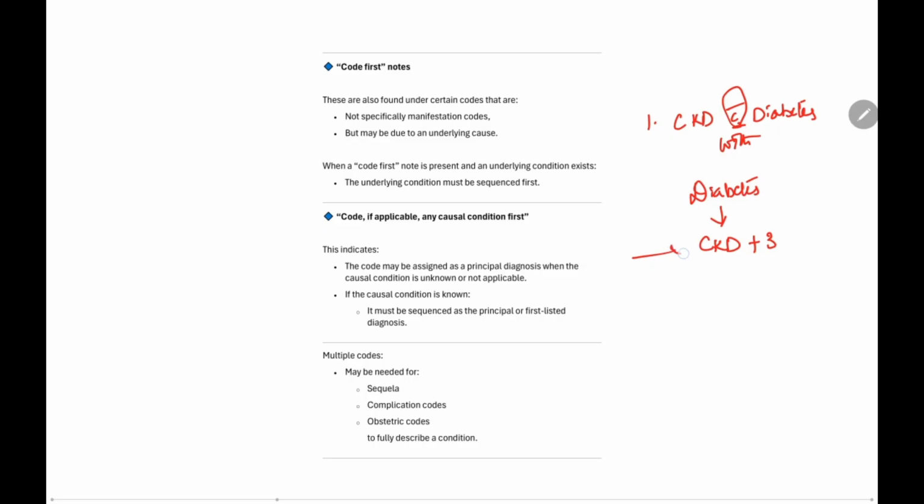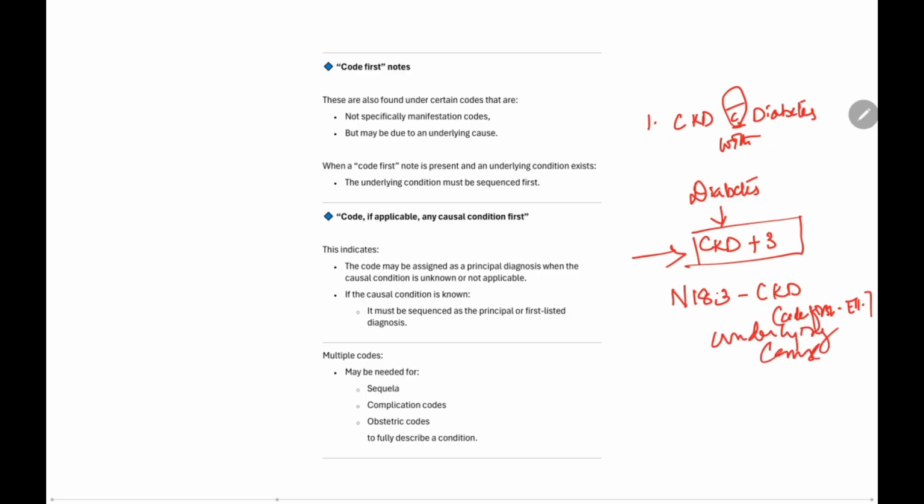So first we will check for which condition he got admitted, chronic kidney disease, right? When we search N18.3, we can see there, and in the notes you can see "code first" E11, like this. So then we need to understand there is a sequence step here. First should be the underlying cause. Even in the question, you will find the patient is admitted with CKD with a history of diabetes. Because of diabetes he got the CKD, and it is in stage 3 now.